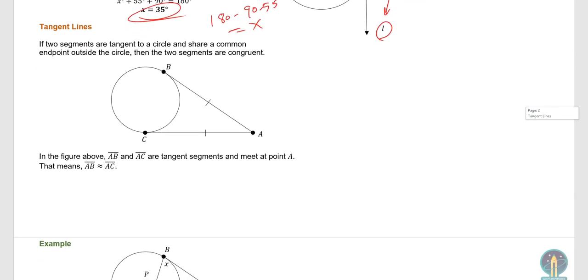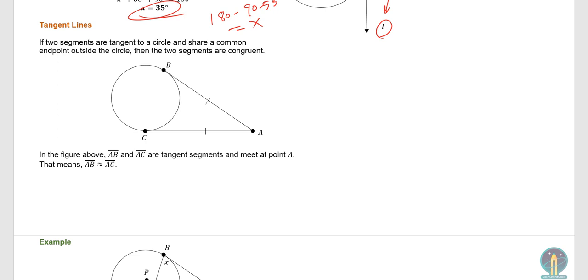Another very important property of tangent lines is that if you have two segments that are tangent to a circle while at the same time sharing a common endpoint outside the circle, just like this configuration, right? So we have this tangent at this point, and we have this segment tangent to the circle at point B, and both of these tangents intersect at some point. Then these two segments between the common point of intersection and the tangency points with the circle both have to be congruent.